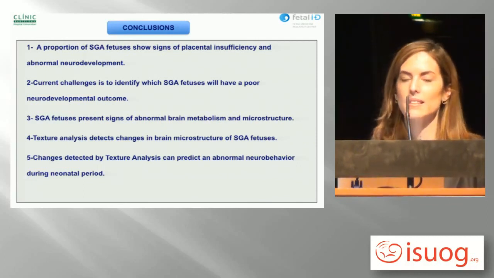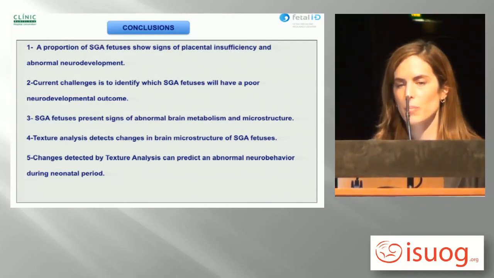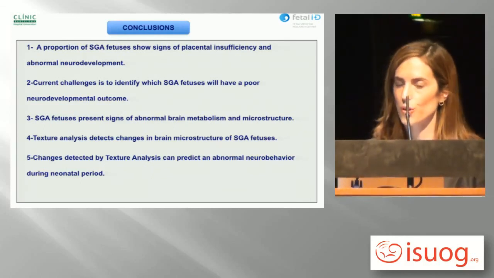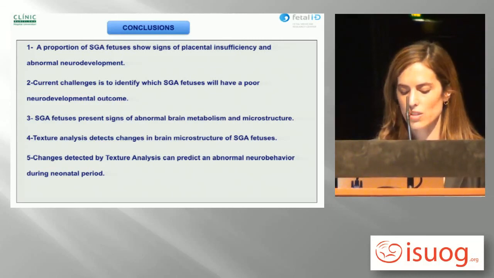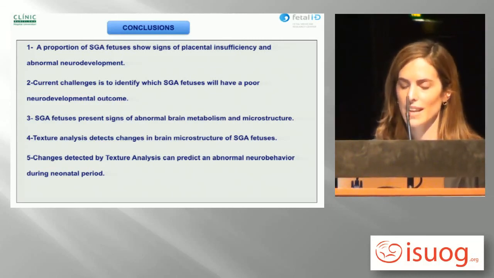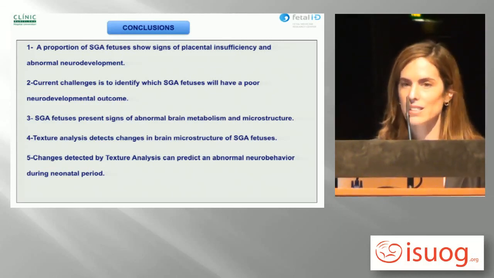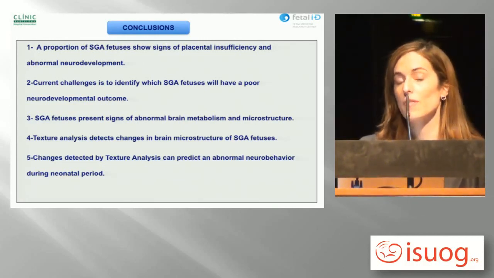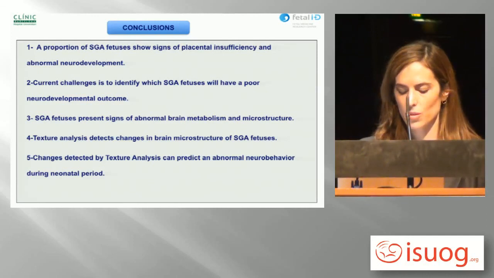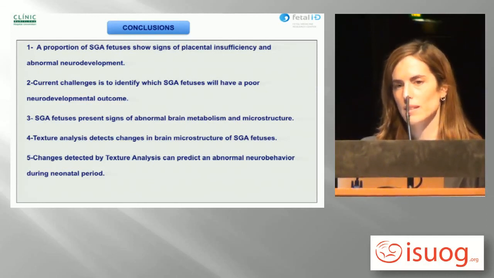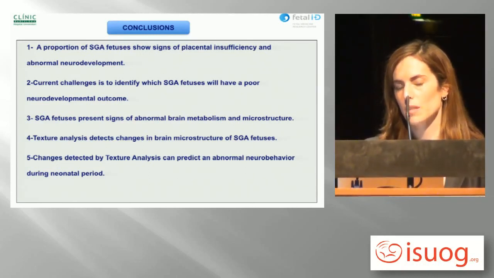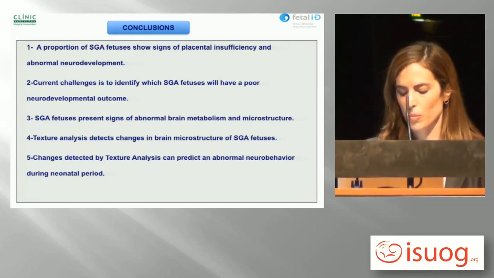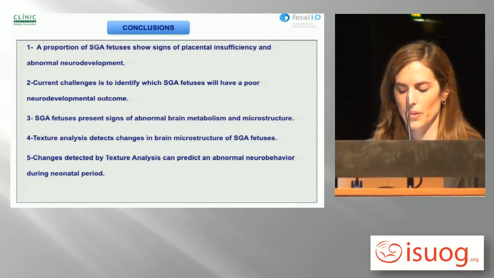that texture analysis is a very promising technique, either on ultrasound or on MRI, and that is able to detect changes in brain microstructure in SGA fetuses, and that these changes might be able to develop into biomarkers due to its proven ability in this preliminary study to detect which SGA babies are going to have an abnormal neurobehavior during the neonatal period.